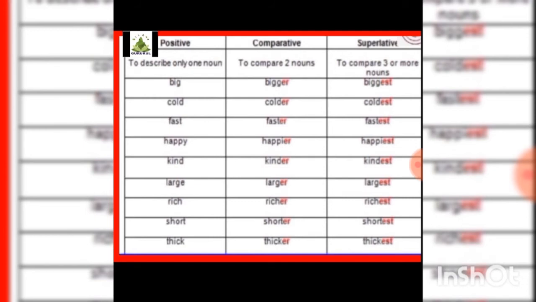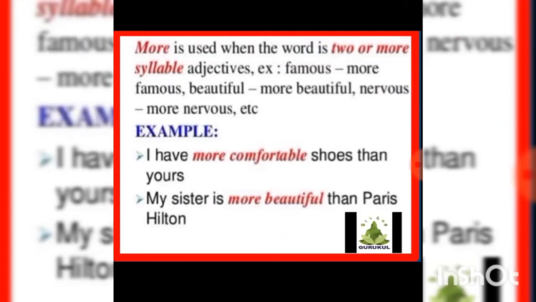Okay, now let's see, children, when are we going to use more? Now more is used when the word is a two or more syllable adjective. Examples: famous, more famous; beautiful, more beautiful; nervous, more nervous, etc. So, what it means, children, is that more is used when the word has two or more syllables. Now, here you can see famous. Famous is a two syllable word. So, we add the word more.